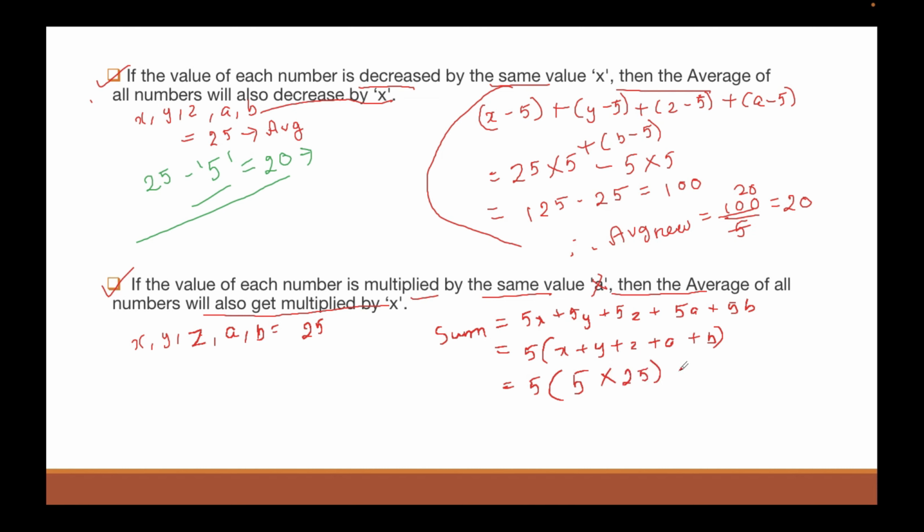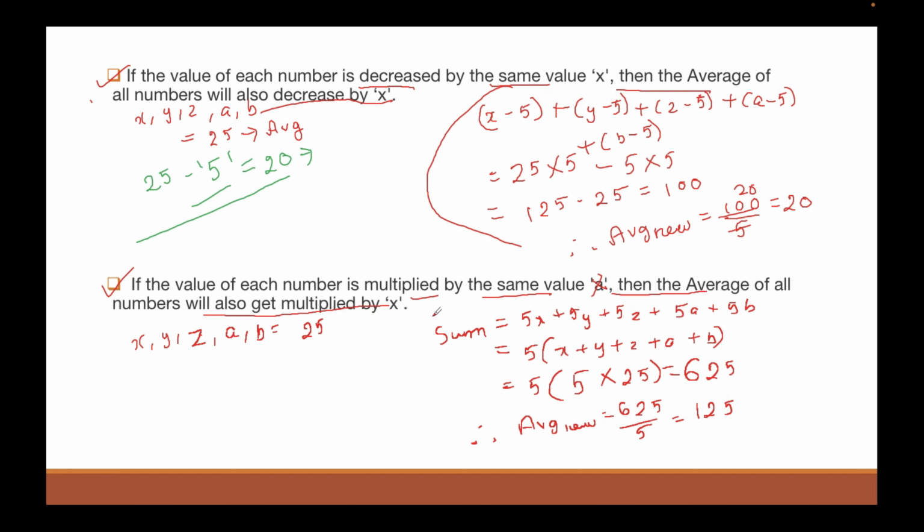Now I have to calculate the average, right? So what is this total sum coming? The total sum would be coming as 5 into 25 into 5, that is 625. Now what will be the average? The new average would be equal to 625 by 5, that is equal to 125.